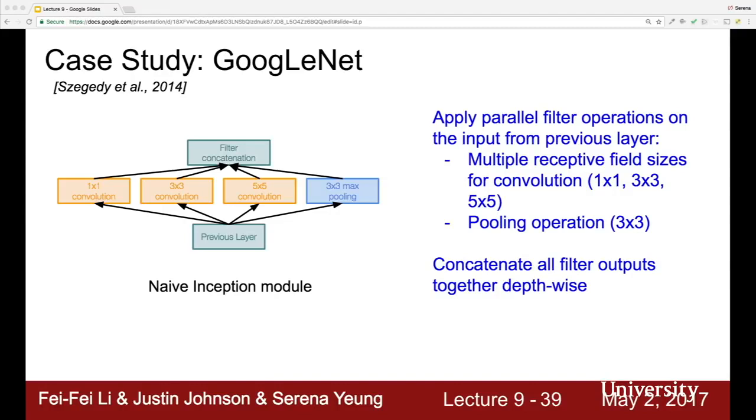In this local network that they're calling an inception module, they're basically applying several different kinds of filter operations in parallel on top of the same input coming into this layer, right? So we have our input coming in from the previous layer, and then we're going to do different kinds of convolutions. So a 1x1 conv, a 3x3 conv, a 5x5 conv, and then they also have a pooling operation, in this case 3x3 pooling. So you get all of these different outputs from these different layers. Then they concatenate all of these filter outputs together depth-wise. This creates one tensor output again at the end that it's going to pass on to the next layer.